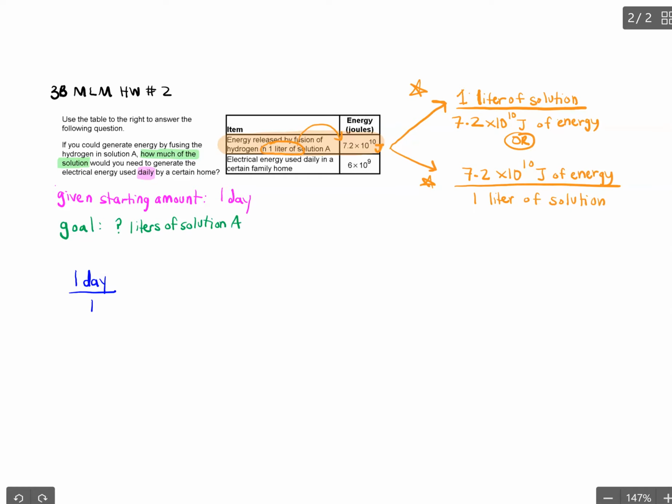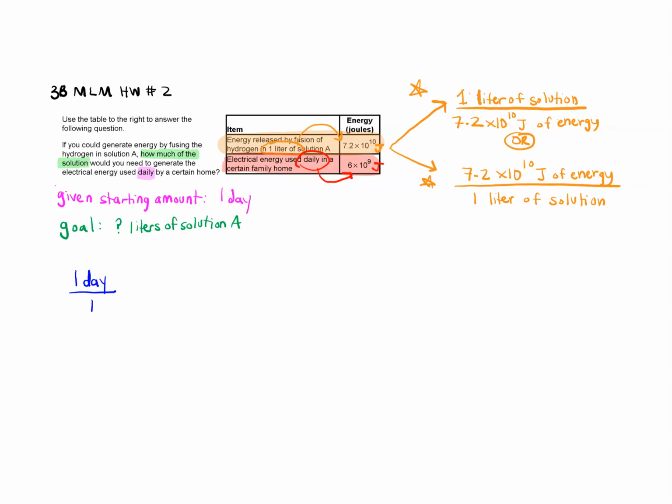Now let's do the same thing for the second row here. The second row tells me the electrical energy used daily in a certain home cashes in for 6 times 10 to the 9th joules. Again, I need to put joules there. So in 1 day, that home needs 6 times 10 to the 9th joules of energy. 1 day of the energy needs for the home cashes in for 6 times 10 to the 9th joules.